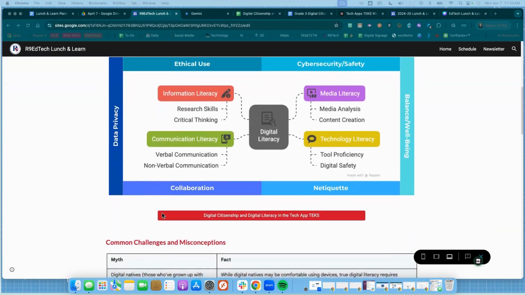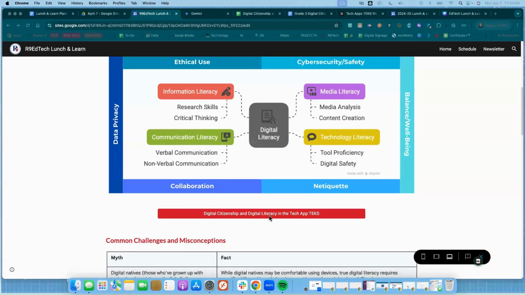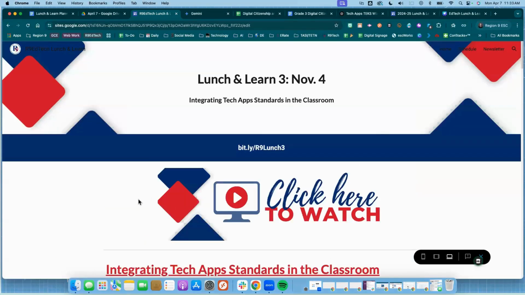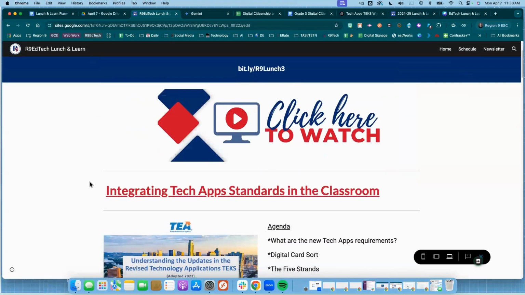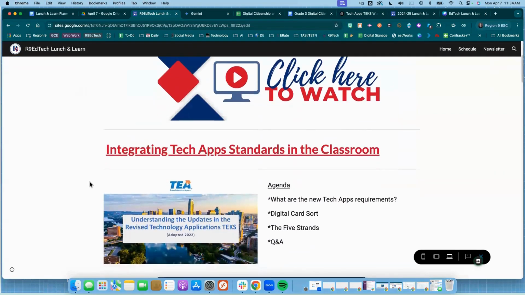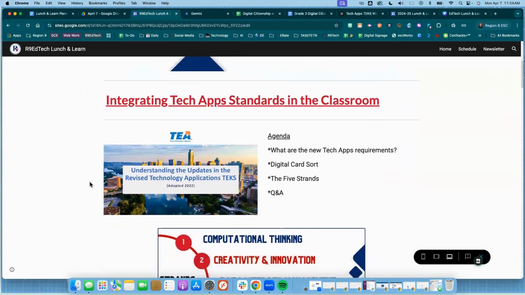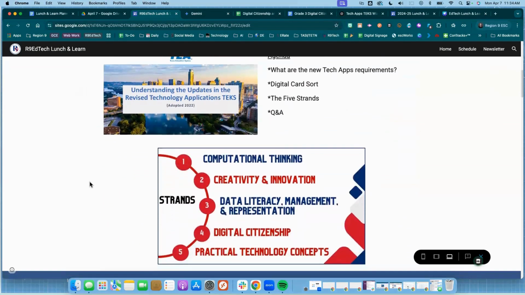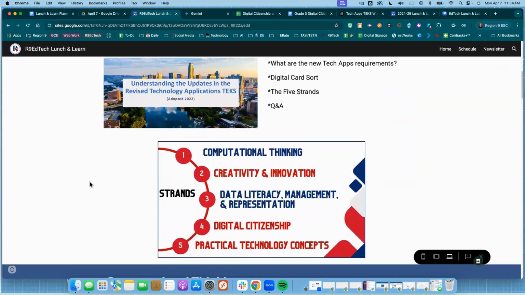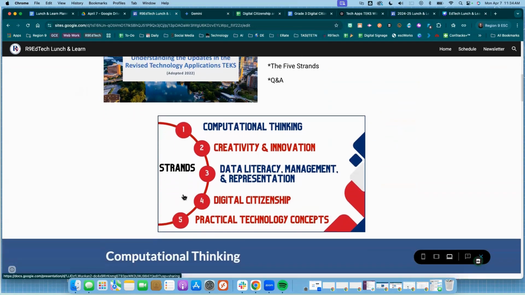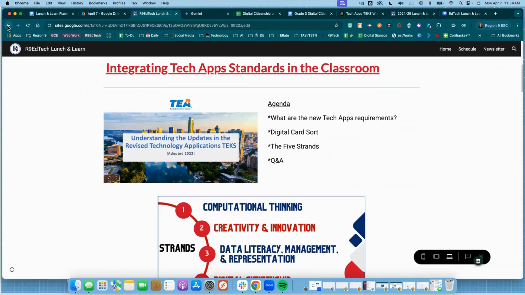I did one of these lunch and learns back in, I can't remember, I think it was November, that we talked about the Tech Apps standards. And this has been a shift in the state standards for tech apps. Because now instead of grade band strategies or grade band concepts and skills, each grade has its own. But the big ideas here, you can see that data literacy and that digital citizenship are some of the big strands that we've shifted to. And so that's where this is coming from today.